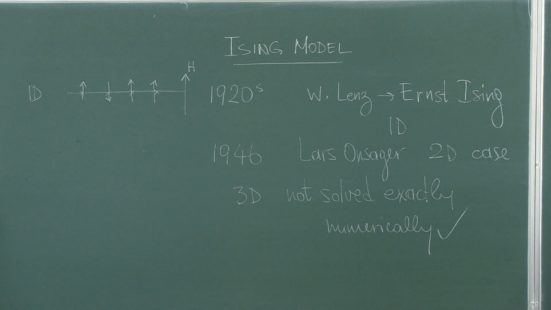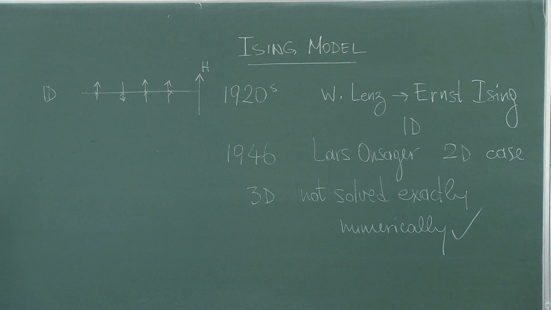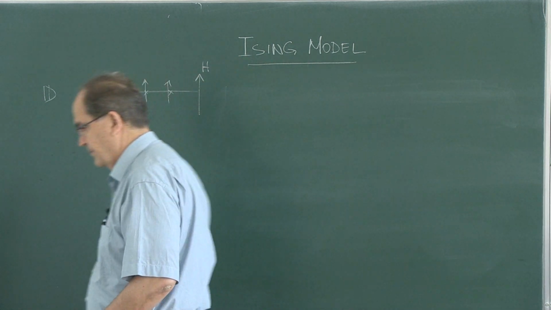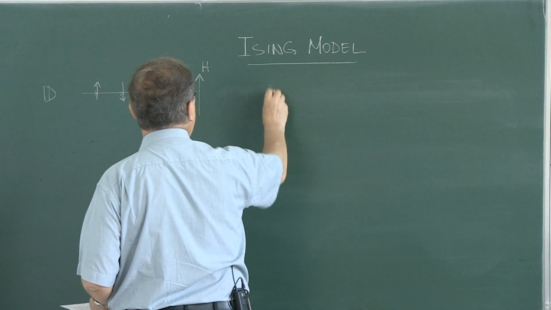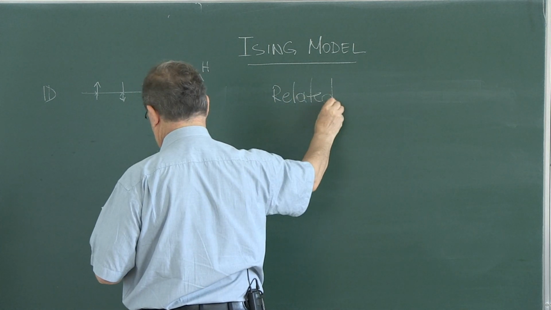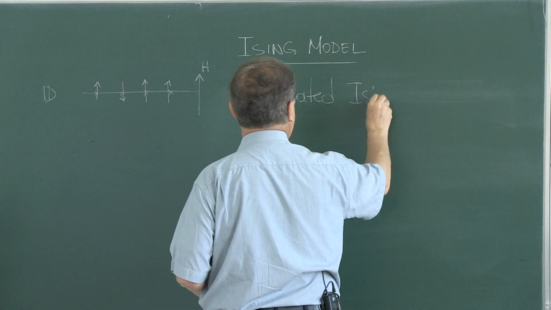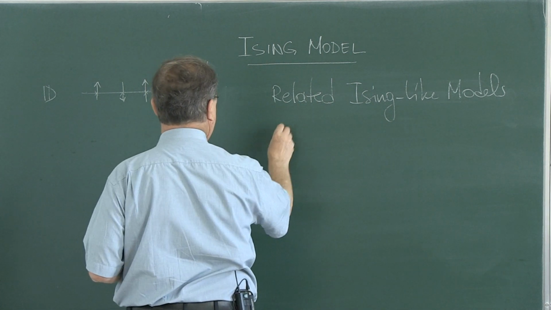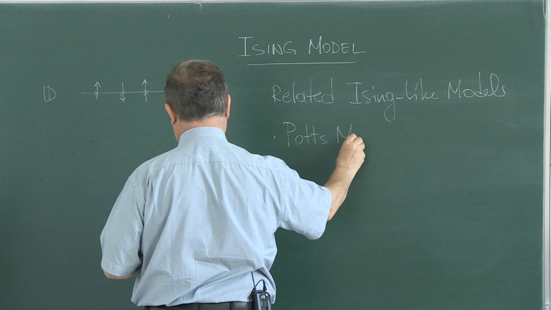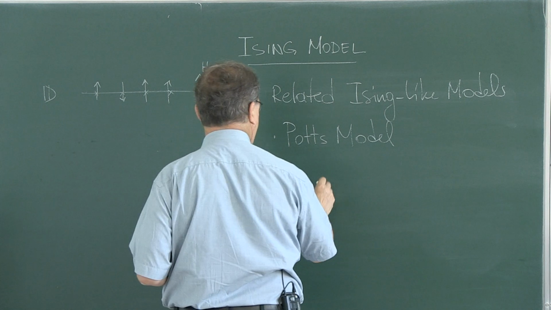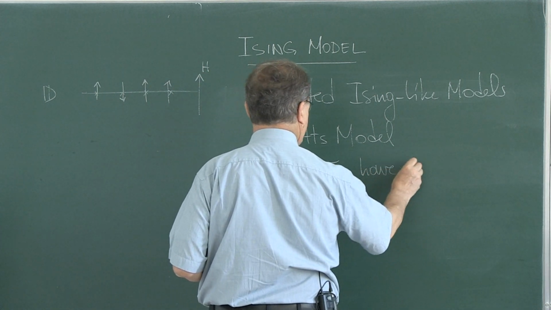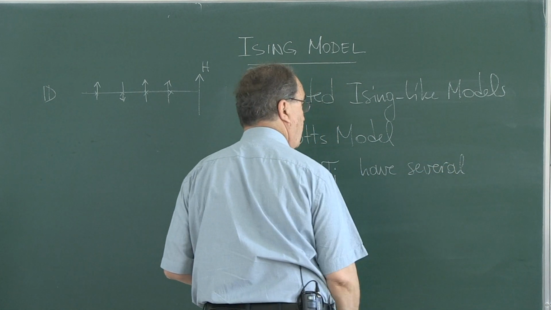There are, of course, elaborations on this model. There are lots of related models in statistical mechanics. Here is a partial list of Ising-like models. The Potts model: here the numbers may take several values, not only two, up, down, plus or minus.